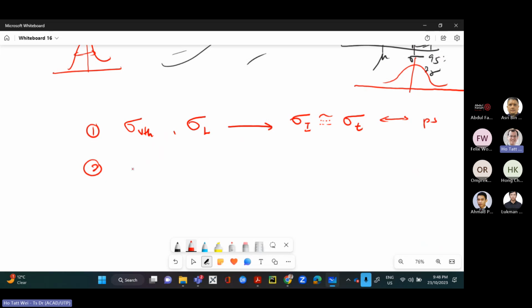Okay. Second, this variance applies to one transistor. So you must be able to apply it to a logic path.